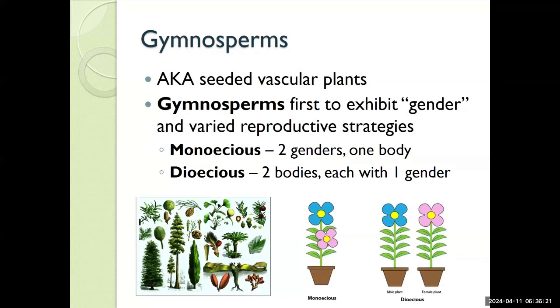The third group were the gymnosperms. Now, to these vascular plants, we added the evolutionary adaptation of seeds. Gymnosperms were also the first trees to exhibit gender. Gymnosperms can be described as monoecious or dioecious, depending upon their body structure. Monoecious, mono meaning one, means that we've got two genders housed in one body. It is a more scientifically accurate term for a hermaphrodite. Dioecious, that di, pair of two, means that there are two separate bodies, each with their own standalone gender. And so gymnosperms were the first to have male plants and female plants.